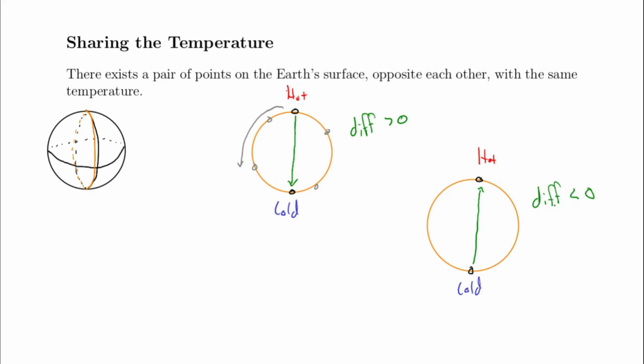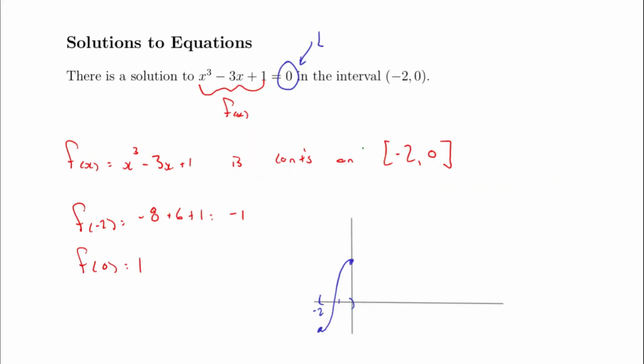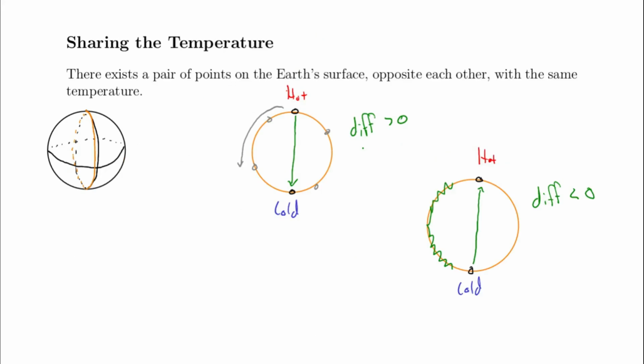Well, wait a second. Our difference function just went from positive to negative. The intermediate value theorem guarantees that somewhere in this interval, there is a pairing of points where the difference is exactly 0. That's pretty crazy. So that's what the intermediate value theorem says. There is some pairing of points where this solution does exist. In this example, we probably didn't care about what this solution was, but here it makes a lot of sense to think about. If this difference function is equal to 0, that means there exists a pairing of points that have the exact same temperature.